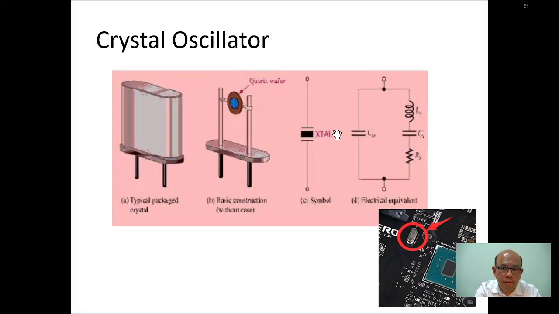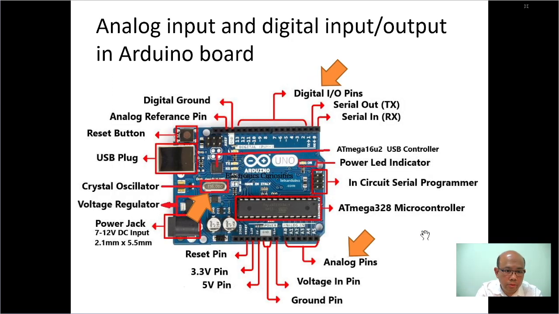Most signals are related to frequency. A device related to frequency generation is what we call a crystal oscillator. When you look at the motherboard, here is a crystal oscillator. Moving back to the Arduino board, you can find where the crystal oscillator is. Here, this is a crystal oscillator.